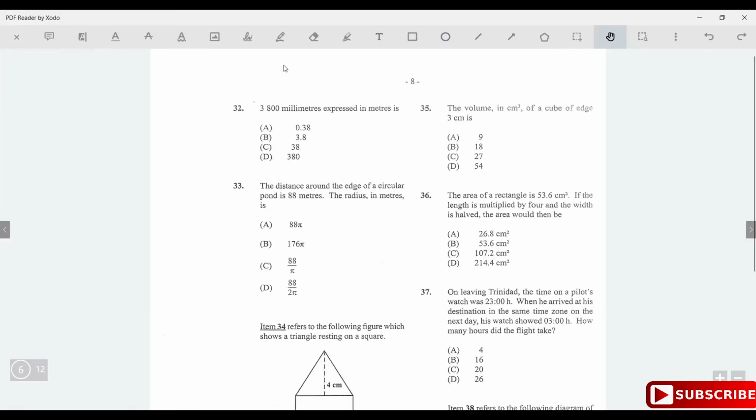Going around here, this is another repeat question. We said this was 3.8 meters. This is a repeat question again. This was a repeat from, I think, 2016 or 2017.